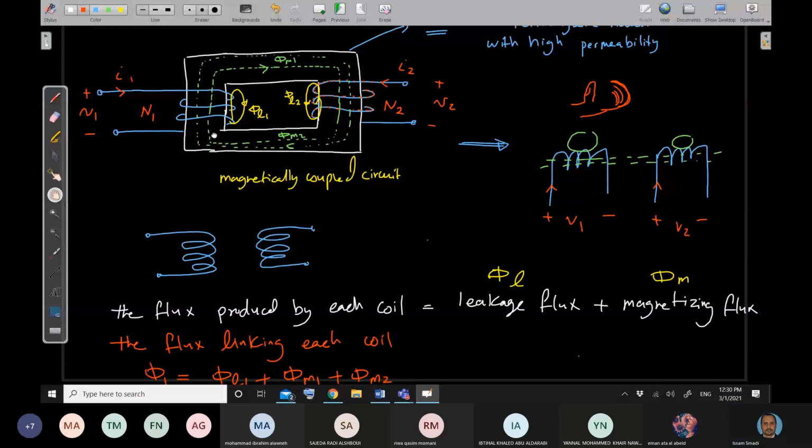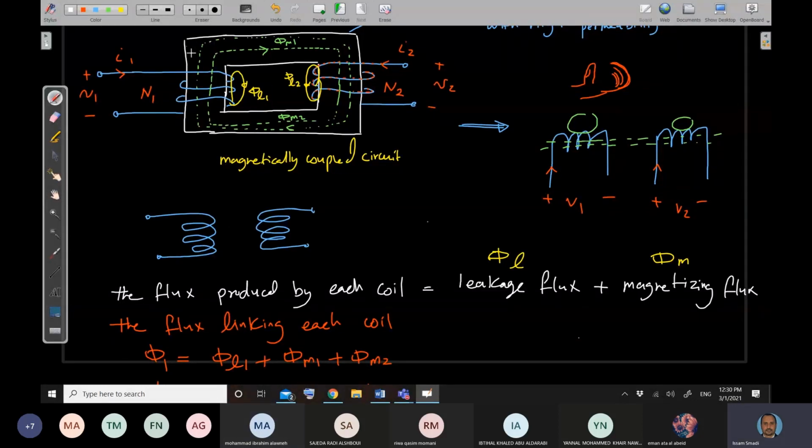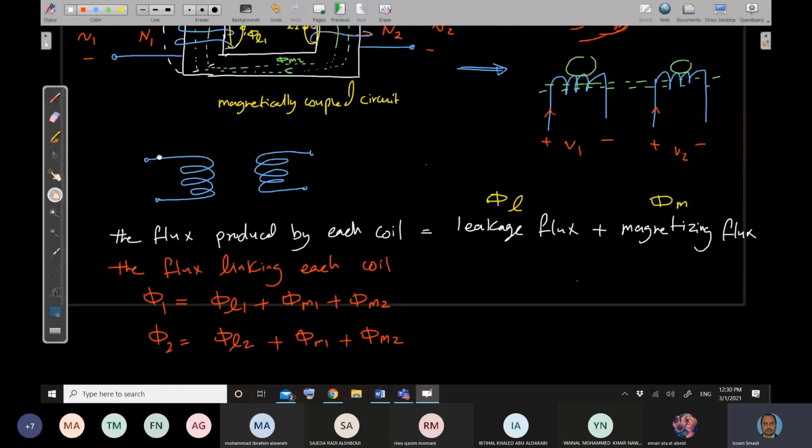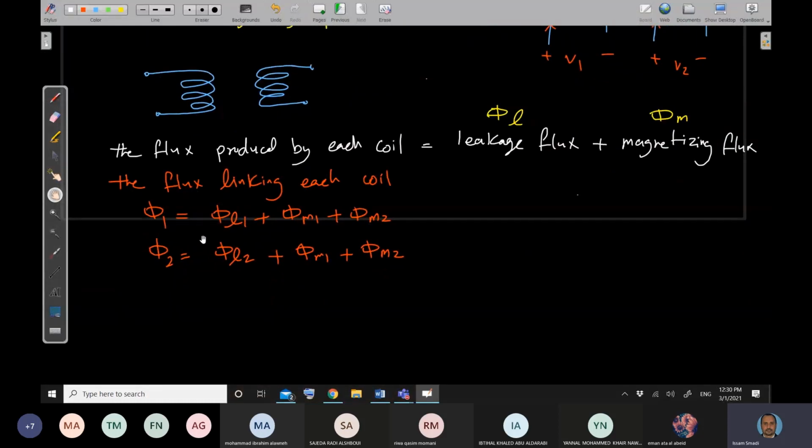So here I have two magnetizing fluxes, one due to the first current and the second due to the second current. And I also have the leakage flux. That's why the flux linking each coil is the leakage flux plus the magnetizing flux. So let's define the leakage flux and the magnetizing flux.